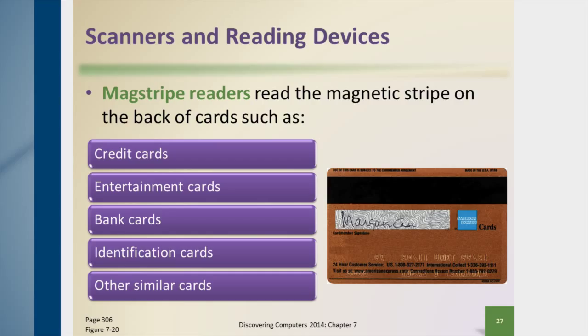Other types of scanners include mag strip readers. These are readers that read that magnetic code that's on the back of your credit card, the back of your ID and things like that, and it just reads the information that's encoded into that magnetic strip.